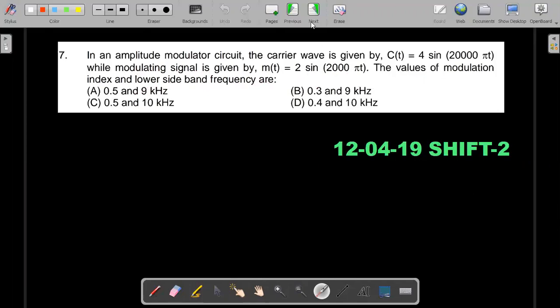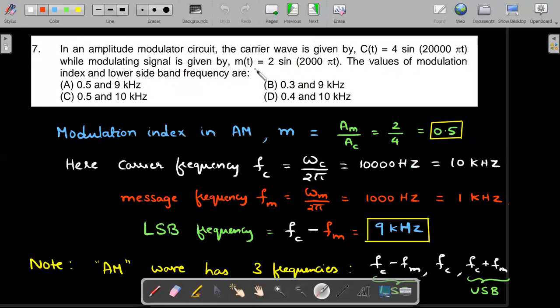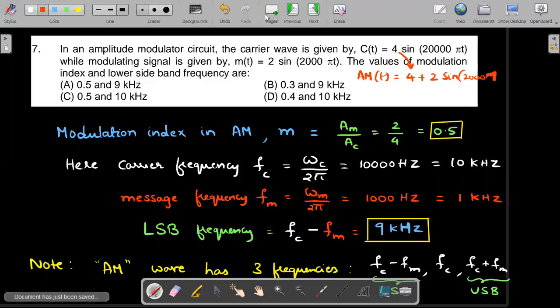So here's the solution and the explanation. In an AM circuit, you should always realize that the AM wave, which I'm writing on the top here, is always given by taking the amplitude of the carrier wave and adding the message signal inside it: 2 sin 2000 pi t, along with the rest of the function. This you multiply with, again outside, sin of 20,000 pi t that is there.